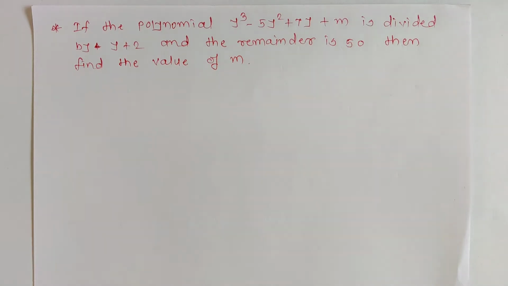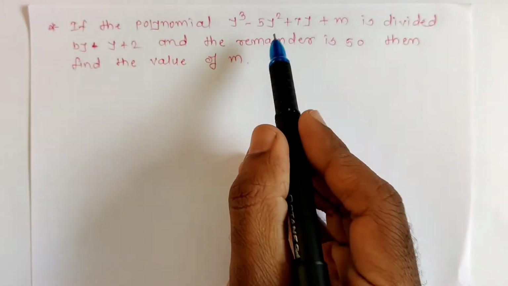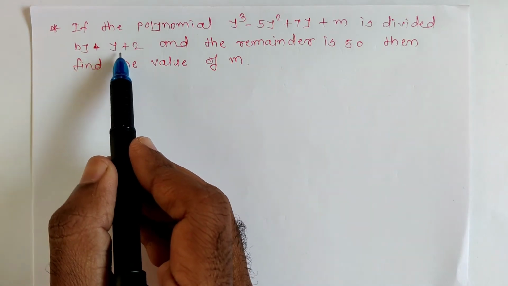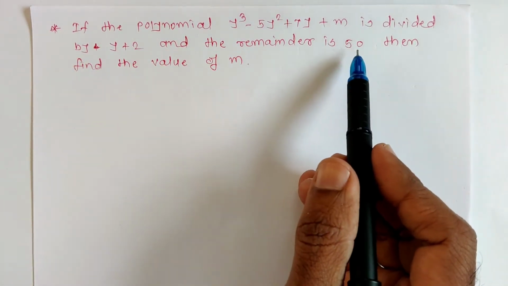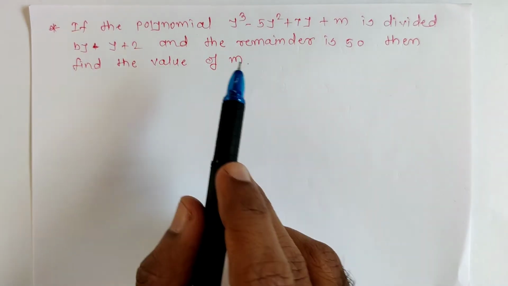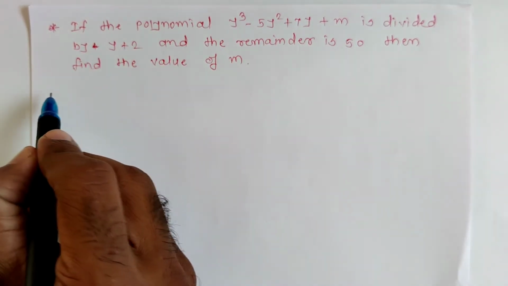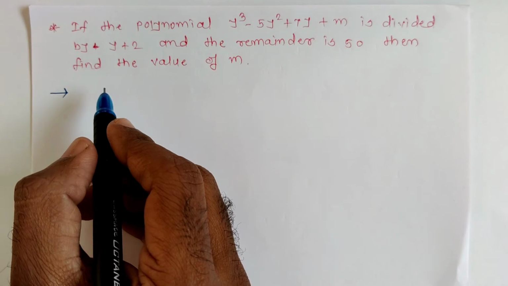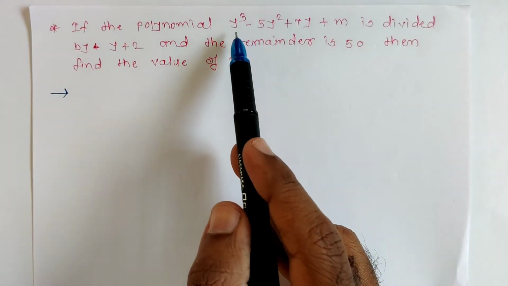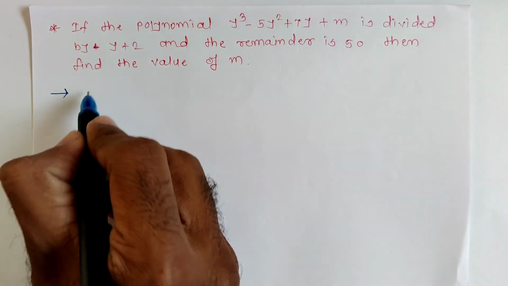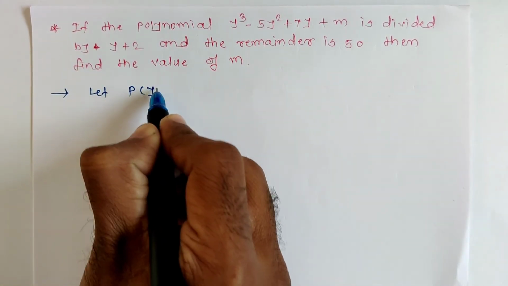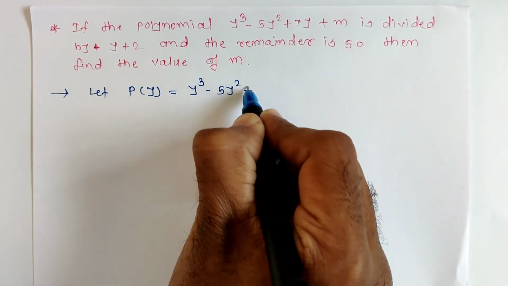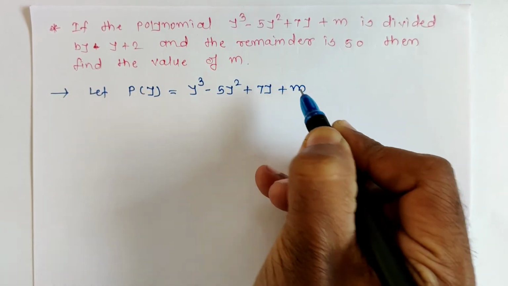The question is, if the polynomial y cube minus 5y square plus 7y plus m is divided by the polynomial y plus 2 and the remainder is 50, then find the value of m. In this question we have to find the value of m. Firstly we have to name the polynomial which is to be divided. The variable is y, that's why we name that polynomial p of y, that is equal to y cube minus 5y square plus 7y plus m.